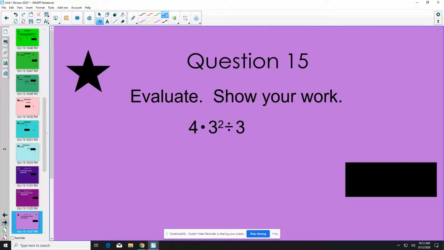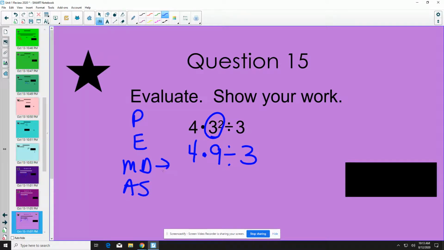Okay, so let's see how you did. Parentheses, no, I don't have any, but I do have exponents here. 3 to the second is 3 times 3, 9. So this is 4 times 9 divided by 3. Okay, I do have multiplication and division, but I've got to go left to right. 4 times 9 is 36. 36 divided by 3 should be 12. You should have the answer 12.